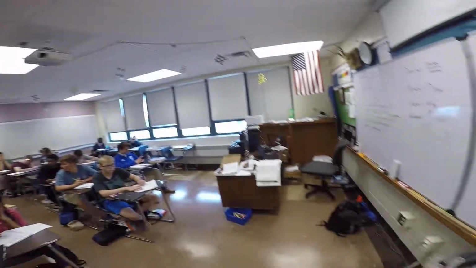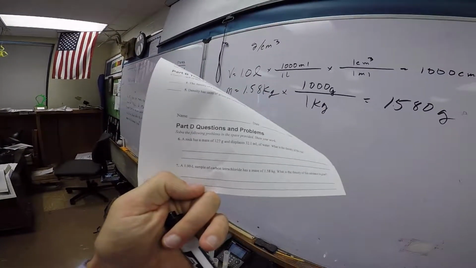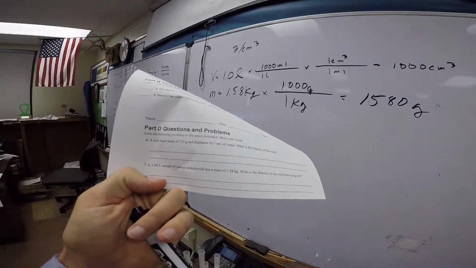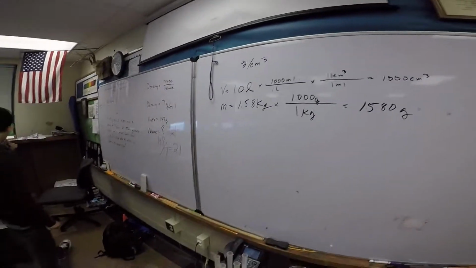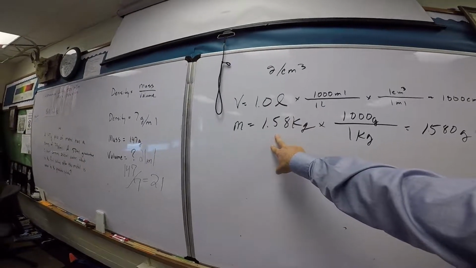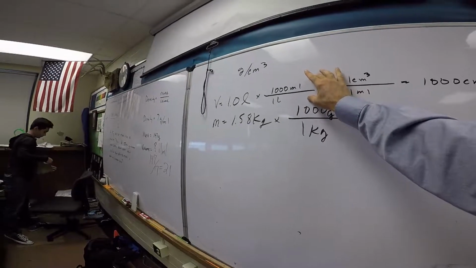So this problem, coming from your homework last night: a 1 liter sample of carbon tetrachloride has a mass of 1.58 kilograms. What is the density of the substance in grams per centimeter cubed? So we write down what we're given: volume, 1 liter, mass, 1.58 kilograms. These are the conversion factors. I will give you these on a test.